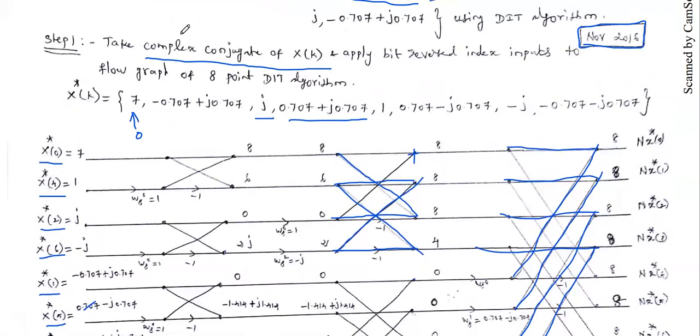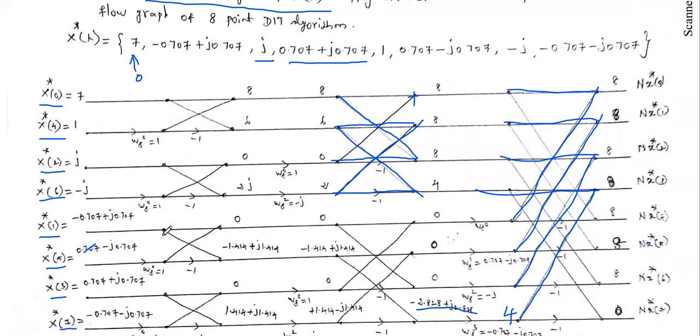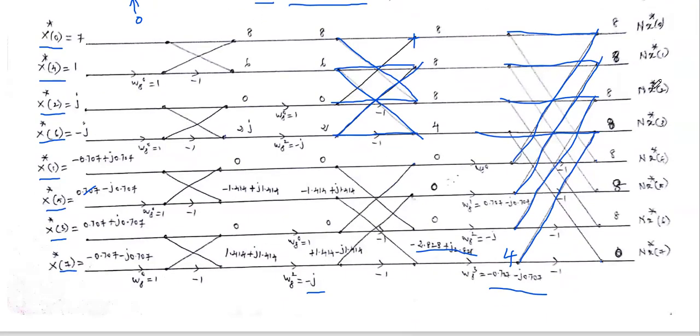So in the inverse DFT, the first step is that for the given X of k, we have to take the complex conjugate. That complex conjugate answer you apply as an input to the DIT algorithm. In the DIT algorithm, the output is in the natural order. So the output obtained from this DIT algorithm is not x of n. It is capital N multiplied with the complex conjugate of x of n. Therefore, you write the answers.